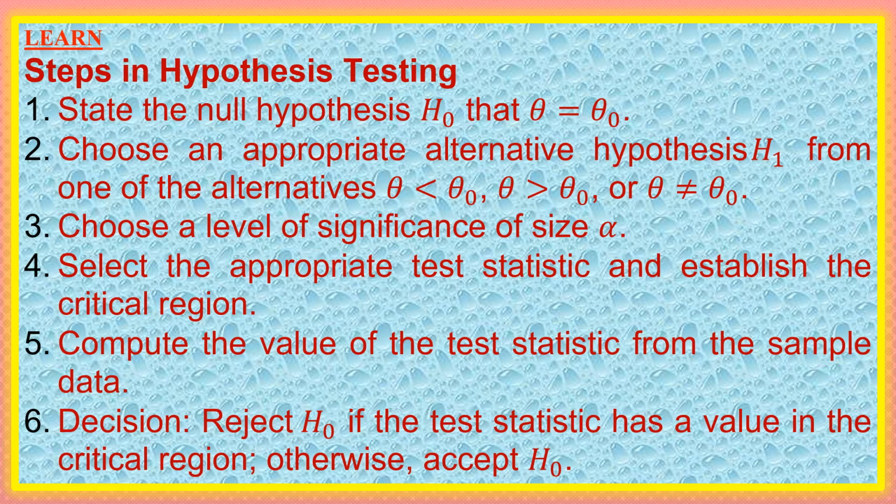Number 5, compute the value of the test statistics from the sample data. And number 6, your decision. Your decision could be reject the null hypothesis if the test statistic has a value in the critical region. Otherwise, you accept the null hypothesis. So the critical region can be seen with the one you have computed, with the one given based on the level of significance and other matters. You accept the null hypothesis if it is not within the critical region.